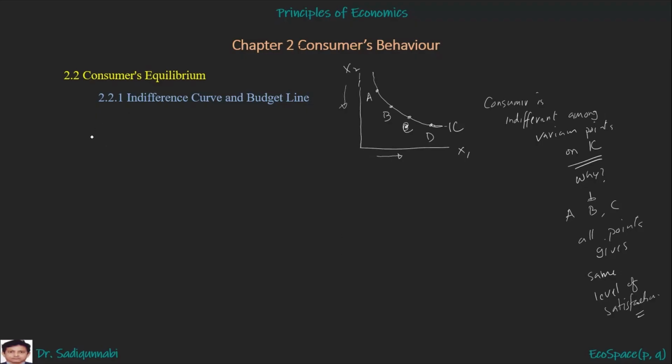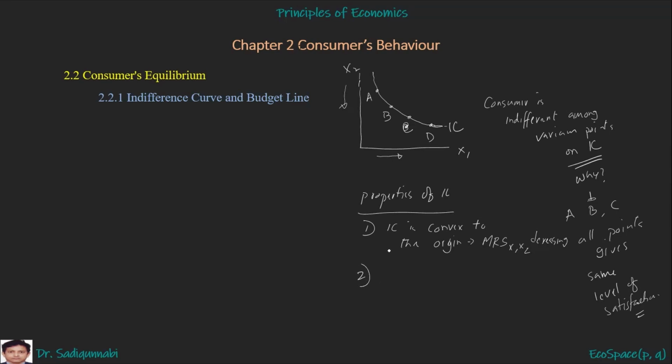Okay, so what are the properties of IC? Property number one: IC is convex to the origin. Why convex to the origin? Because we know that MRS of x1, x2 is normally declining, decreasing.